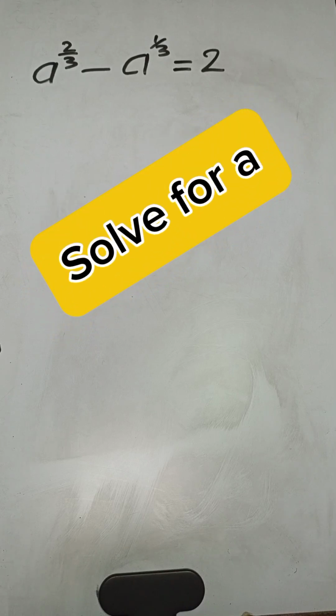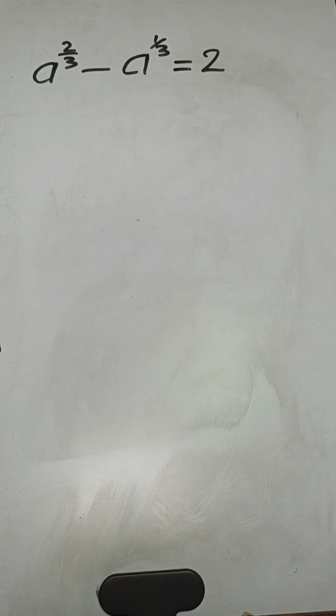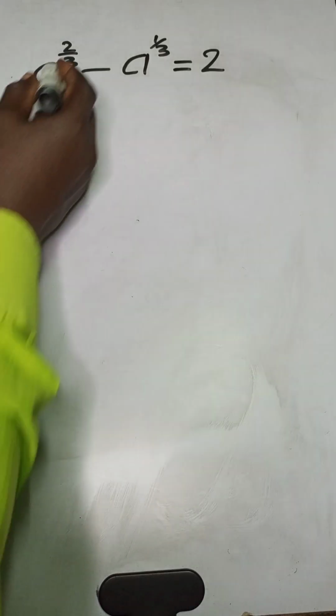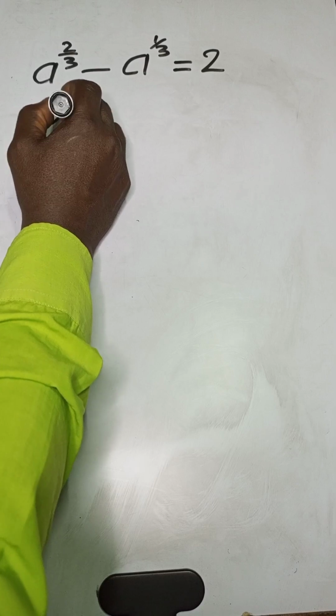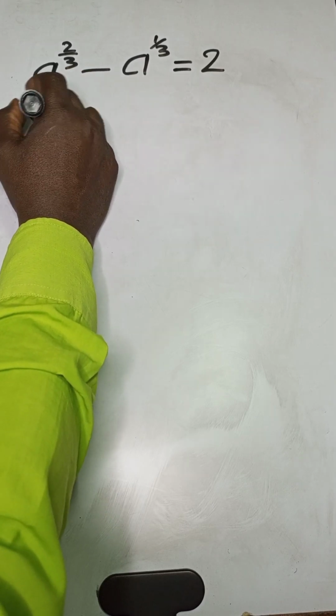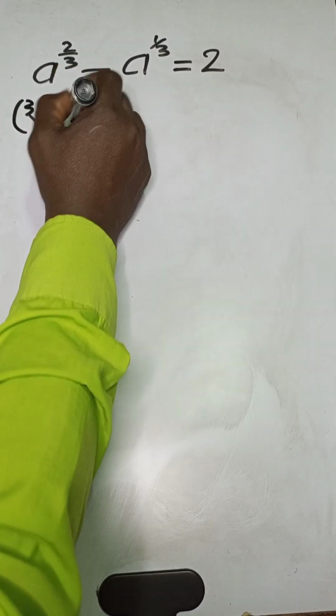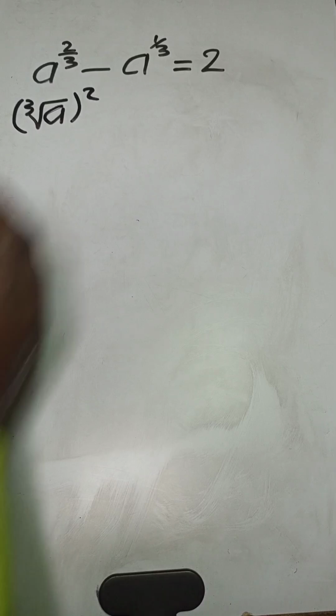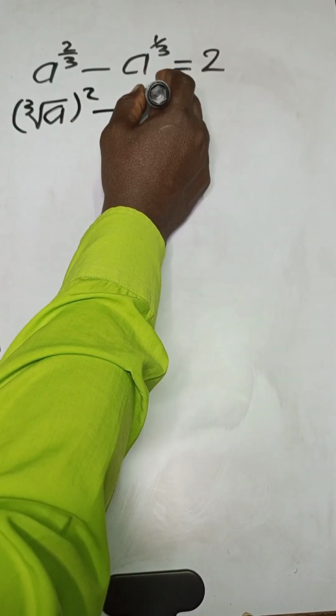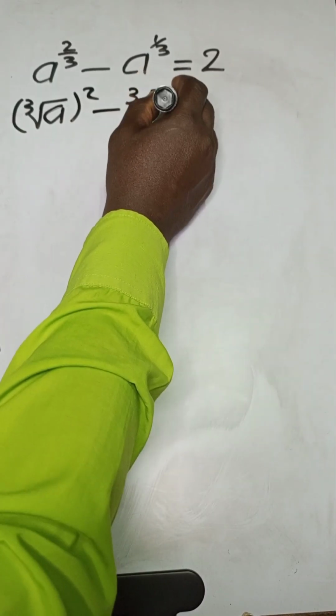In this tutorial, we are asked to solve for a, the equation a to the 2/3 minus a to the 1/3 is equal to 2. We have to apply our laws of indices and then be able to see the way forward. Power 2/3 means cube root raised to the power 2. Power 1/3 simply means cube root.